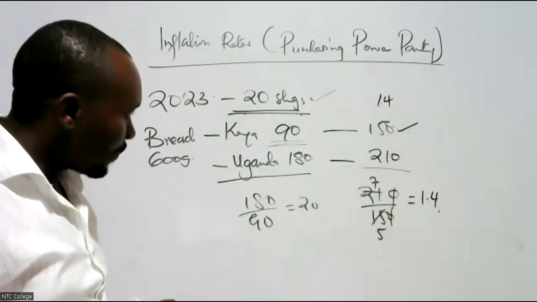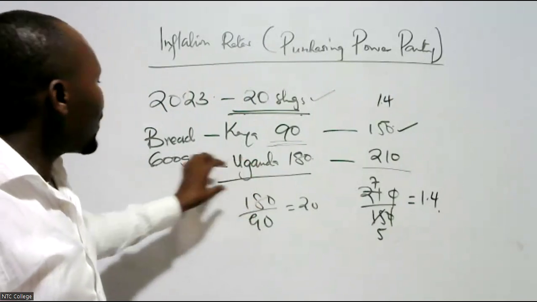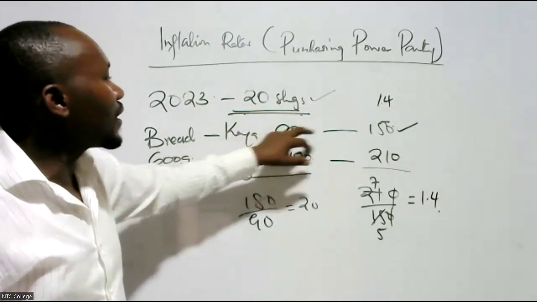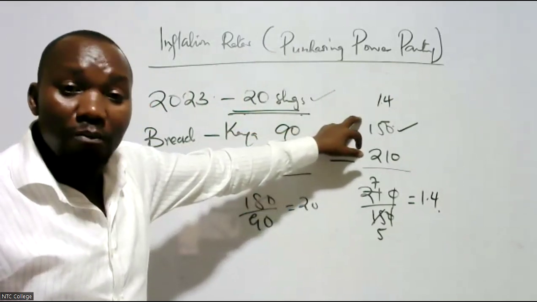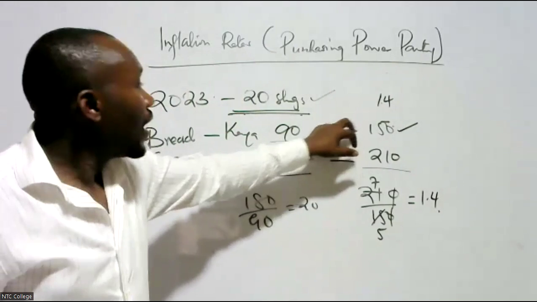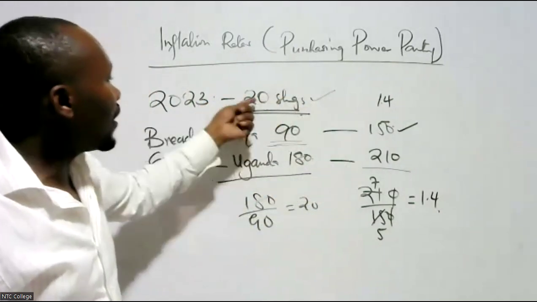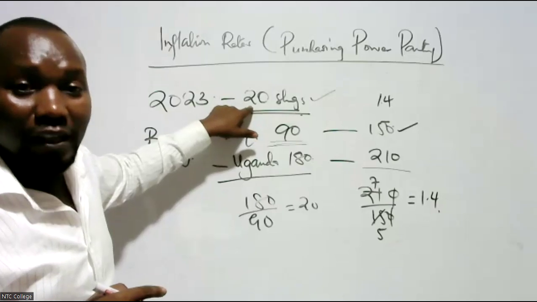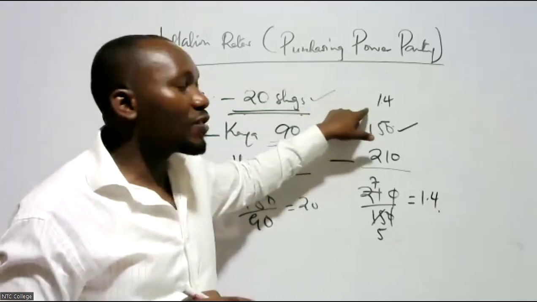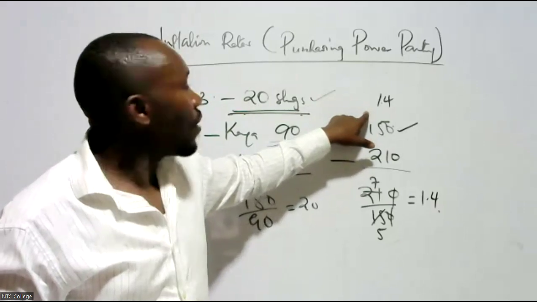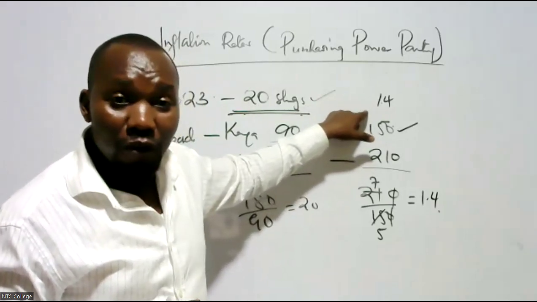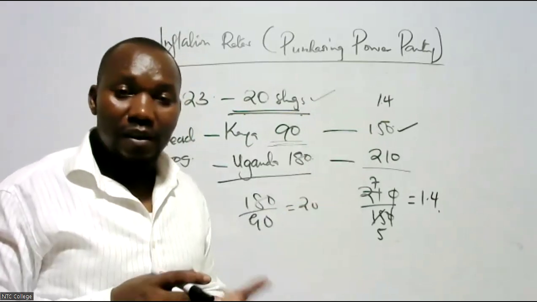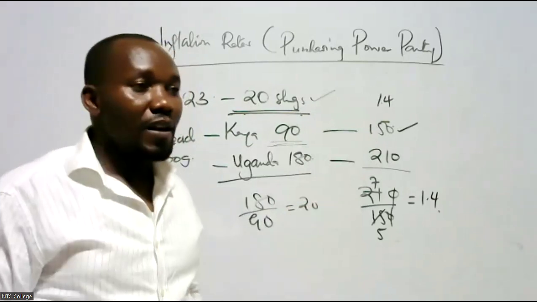You can see that Uganda, the price of bread has only increased by 30 bob. But the Kenyan shilling, the price of bread has increased by 60 bob. So Kenyan is doing poorly. We are doing poorly. And you can see that with the exchange rate. Initially, 1 Kenyan shilling was equivalent to 20 Ugandan shillings. But right now, 1 Kenyan shilling is equivalent to 1.4 Ugandan shillings, meaning that Ugandan currency is stabilizing. So the exchange rate is reducing.